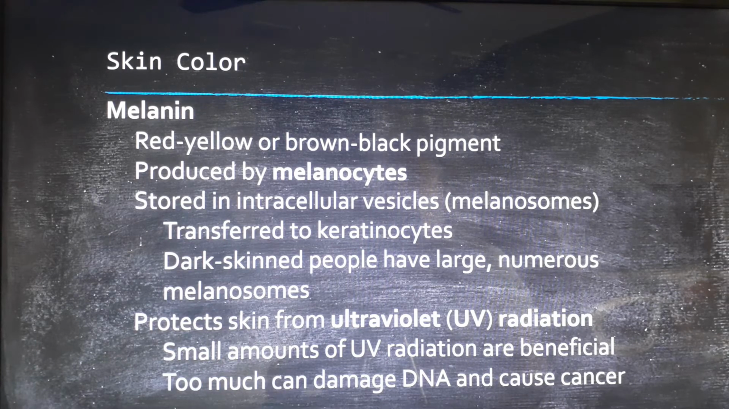Now, darker skinned people have larger melanosomes and they tend to have more of the black-brown pigment. Lighter skinned people have smaller melanosomes and tend to have more of the yellow and red pigment. Now, the job of melanin is it's a UV radiation shield. The more melanin you have, the better protected you are from damage from sunlight from the UV radiation. Now, UV radiation causes breaks in DNA, which may or may not be able to be repaired, which is how it causes cancer.